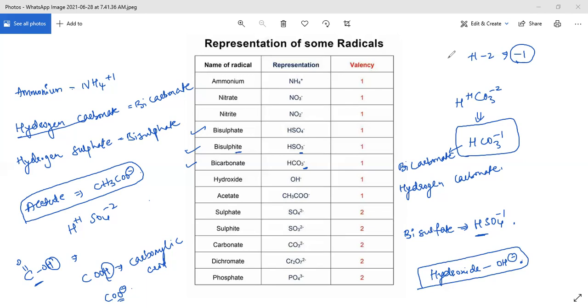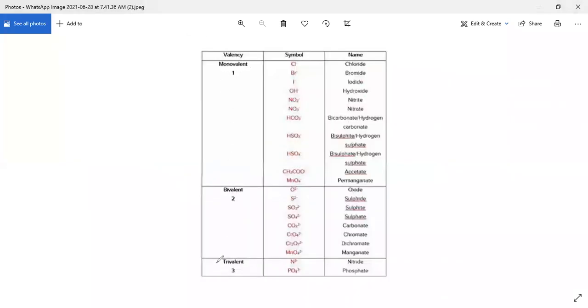Next, we'll go to one more table. Here it is coming as monovalent, bivalent, trivalent. Monovalent means having the charge only one. You know already, all the halogens will show only one charge. Chlorine minus, bromine minus, iodine minus, OH minus is a hydroxide.